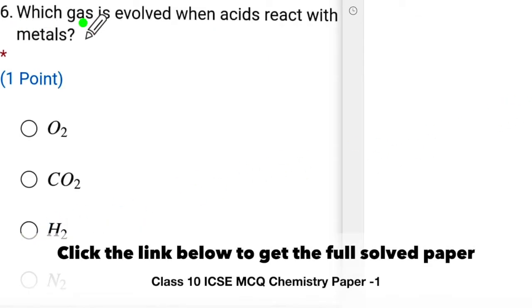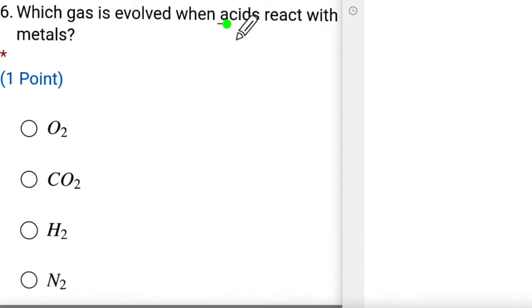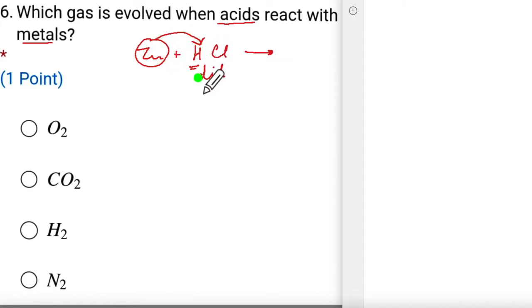Question number 6. Which gas is evolved when acids react with metals? Now when dilute acids react with metal, these metals are going to be active metals. So if you take an example of zinc and let us say it reacts with dilute HCl, the metal zinc, which is above H, will displace hydrogen and it will combine with Cl. It will give us a salt and it will liberate hydrogen gas. So this is the correct option.